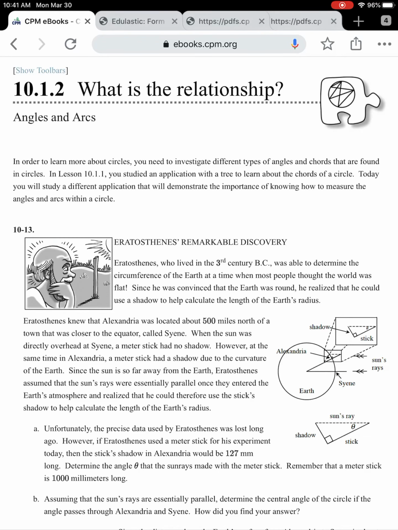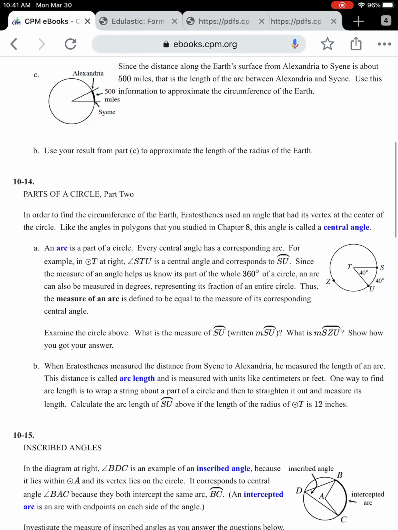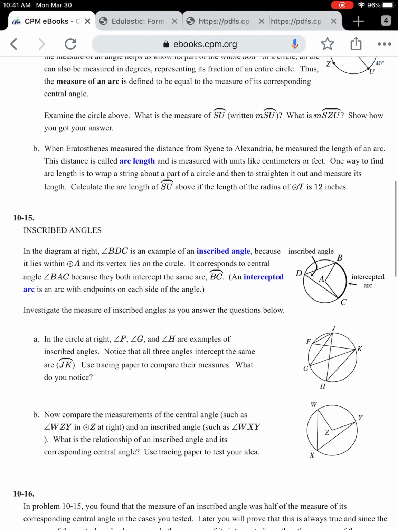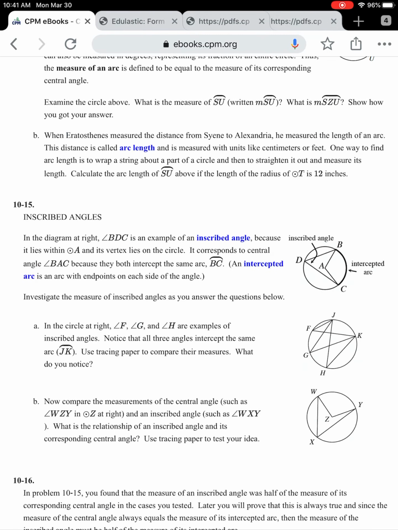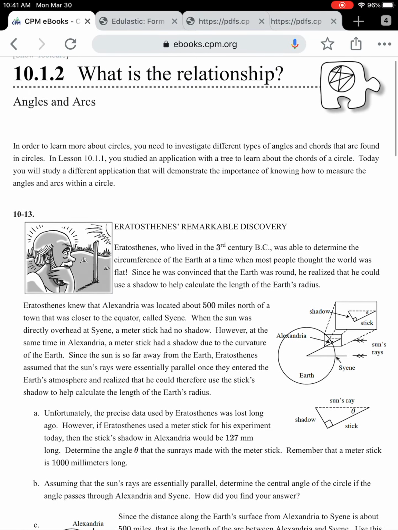All right, class. Welcome to lesson 10.1.2, which continues our study of circles, looking specifically at angles created within circles and the arcs. So this lesson gives some new vocabulary. It re-explains what we mean by an arc. It brings central angles into the context of a circle. It talks about arc length. It talks about measures of arcs, inscribed angles, intercepted arcs. Those are all key vocabulary words that you'll want to pay attention to as you work this lesson.